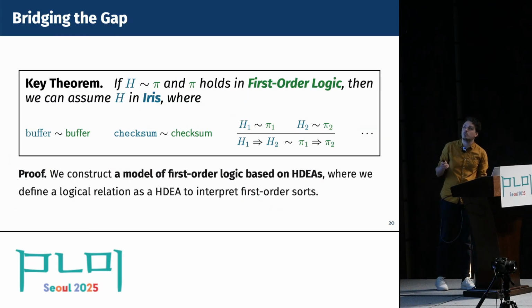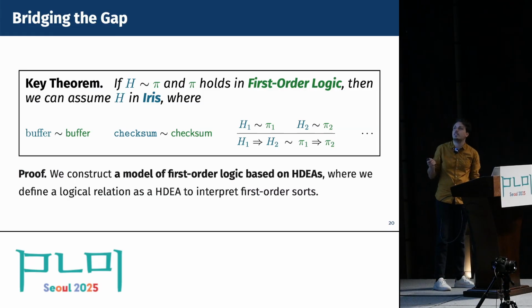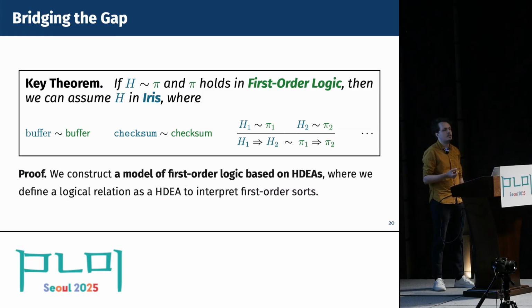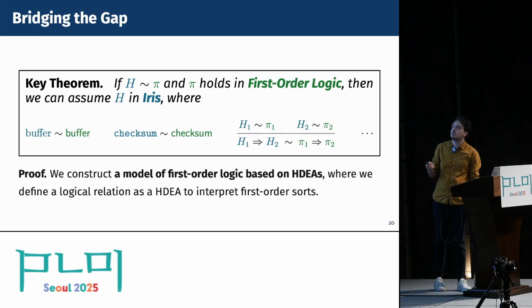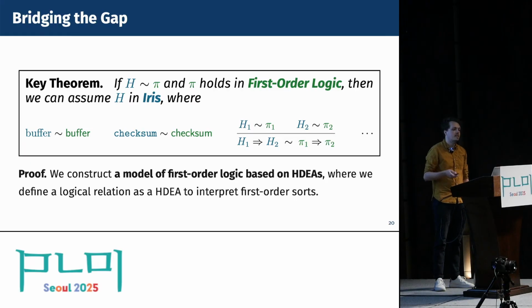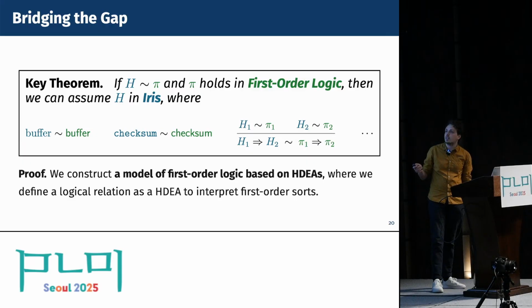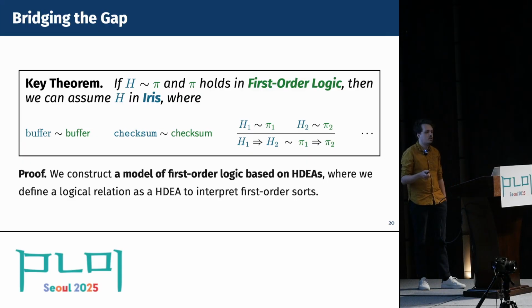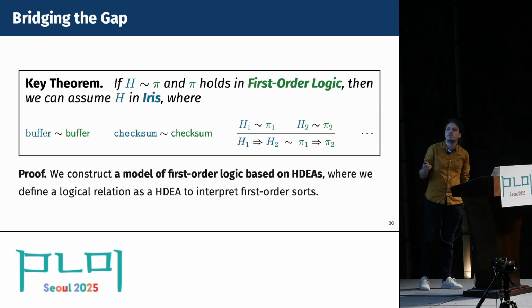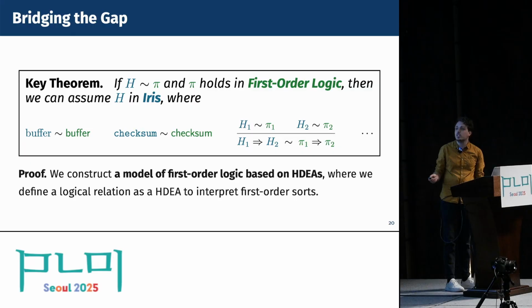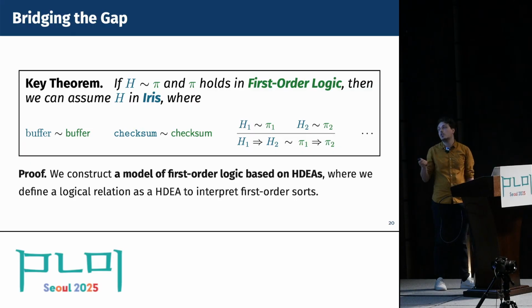So what we did in this work to bridge this gap is we proved the following key theorem. We established a connection between heap-dependent expression assertions H and first-order formulas pi, such that if pi holds in first-order logic, then we can assume H in Iris, where the connection is basically the one that I outlined on the previous slide. So for example, we would relate the code of checksum to the uninterpreted function checksum. And then the proof of this is beyond the scope of this talk. You can find the details there in the paper. But basically what we do is we construct a model of first-order logic based on heap-dependent expression assertions, where we define a logical relation that itself is a heap-dependent expression assertion to interpret first-order sorts. As I said, you can find the details of this in the paper.